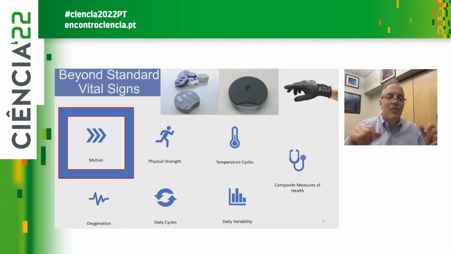We're extending this far beyond just motion: physical strength, temperature, daily variability, heart rate variability, blood pressure changes. The beauty of this MPP program is it takes the best of Europe, the best of Portugal, the best of MIT, and builds a structure which is far stronger than each of those nodes by themselves.